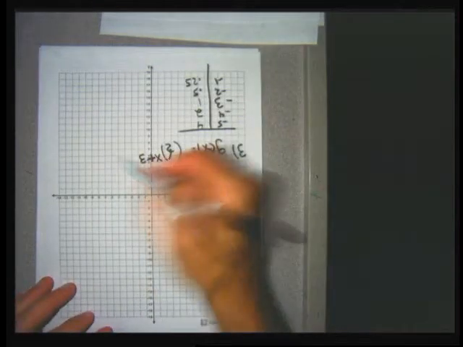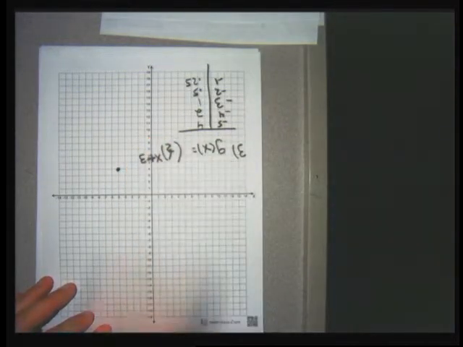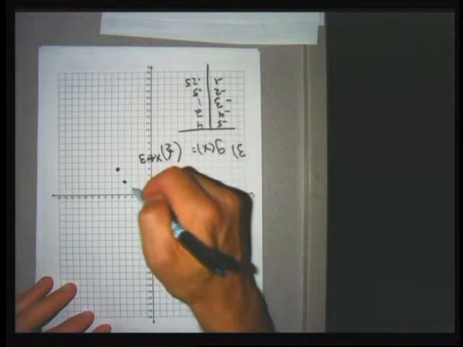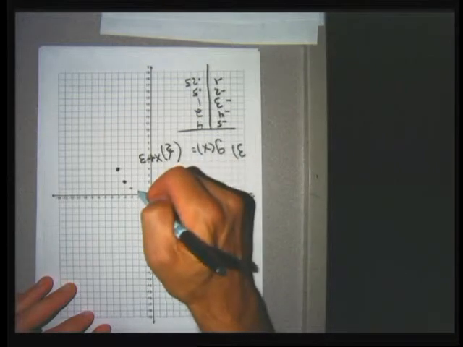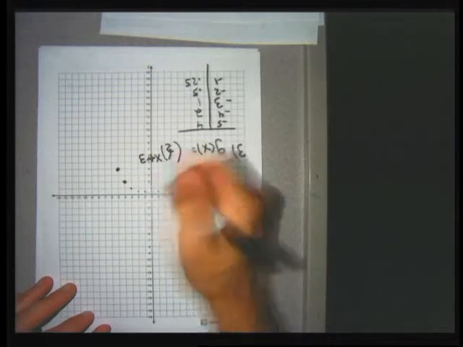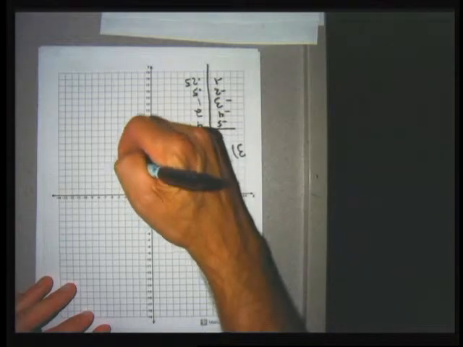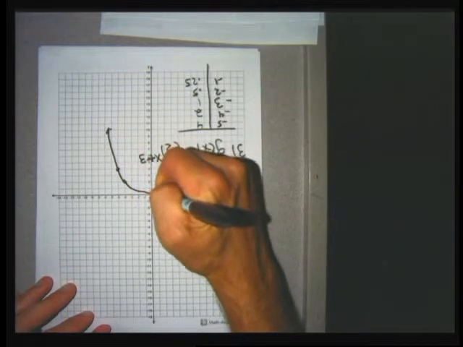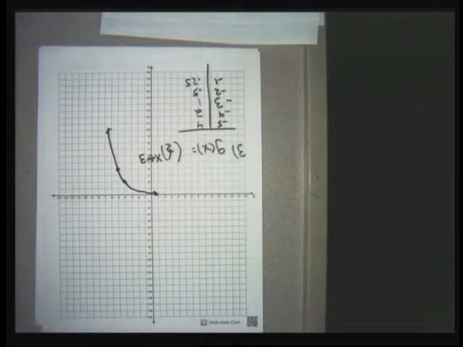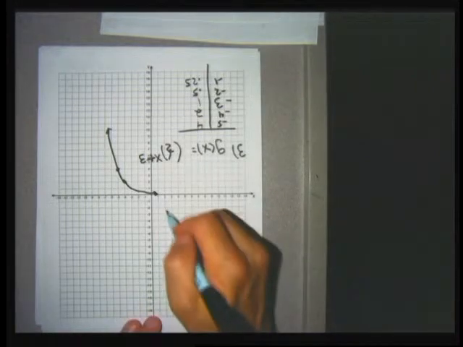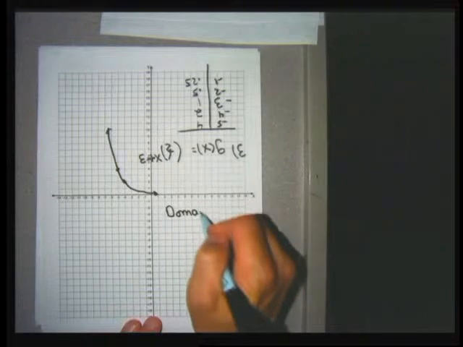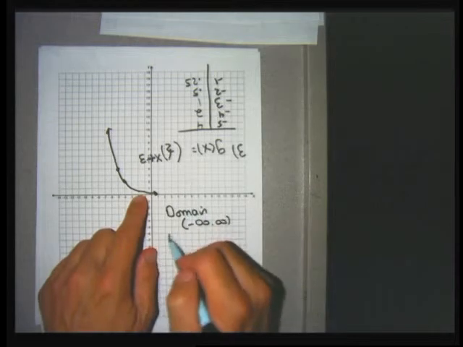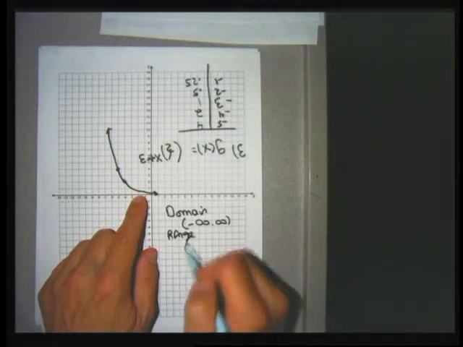So negative 5, positive 4 is about there. And then negative 4, positive 2 is about there. Negative 3, 1. Negative 2, 1 half. Negative 1, 1 quarter. So it looks something like that. Again, it hovers above the x-axis, never touches nor crosses it. And for every problem that's going to come on our test, the domain is going to be negative to positive infinity. And if the graph hovers right above the x-axis, the range is 0 to infinity.